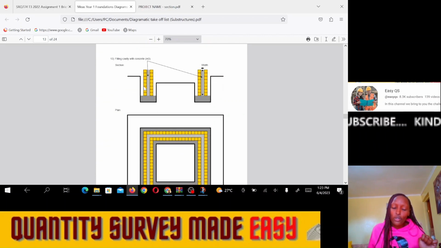All right, so we shall go to the next item, which is filling cavity with concrete. How do we measure filling cavity with concrete?